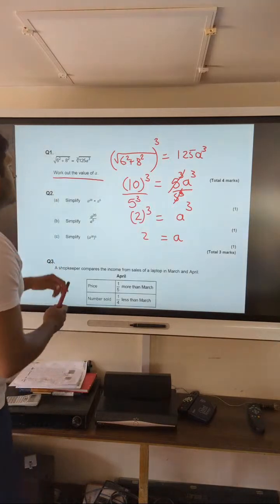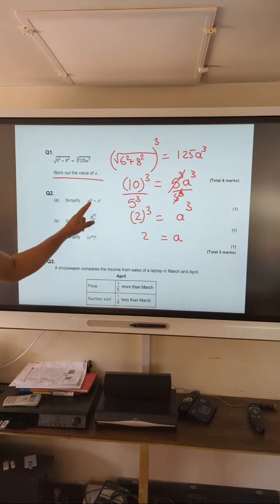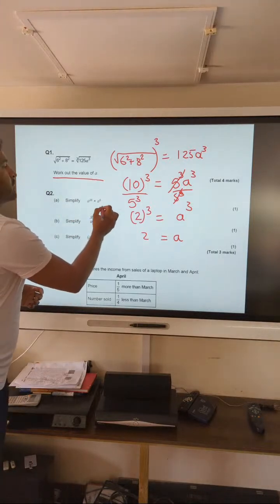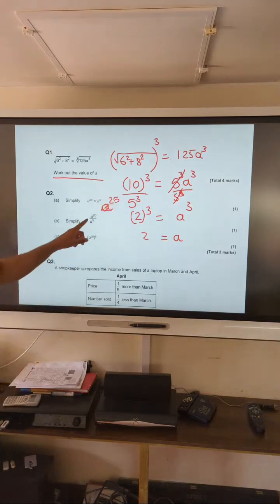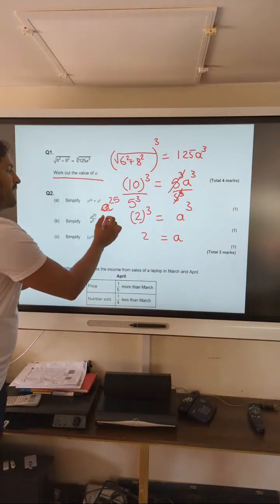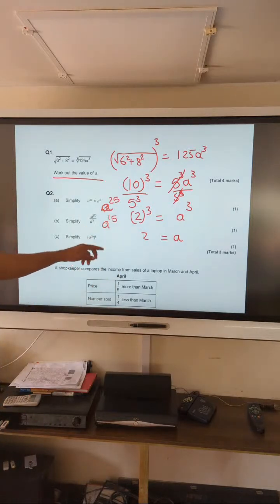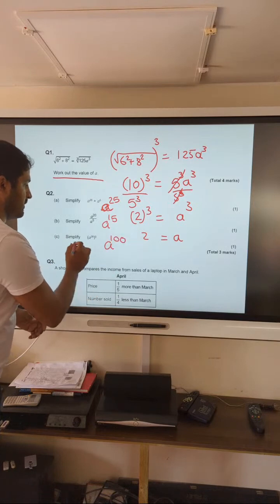Right, okay. There's a few more questions related to powers. Same base: a to the power 20 multiplied by a to the power 5. If you have the same base, then you add the powers, so we should get a to the power 25. Same base, a to the power 20 divided by a to the power 5. We take away, so we get a to the power 20 take away 5, which is a to the power 15. And if you have a power of a power, you multiply them, so we get a to the power 100 for this question here.